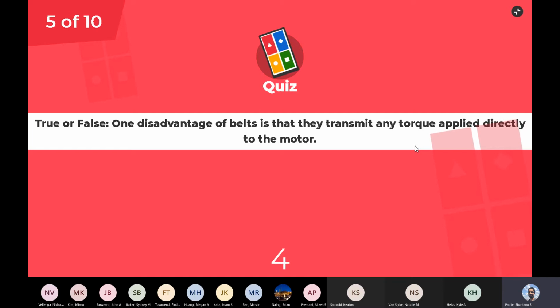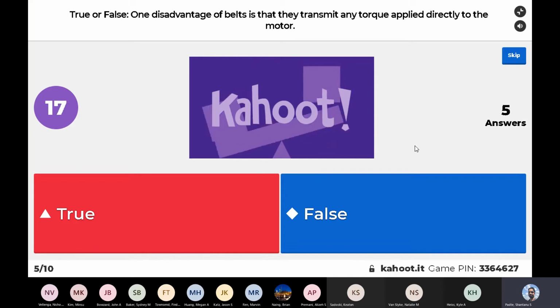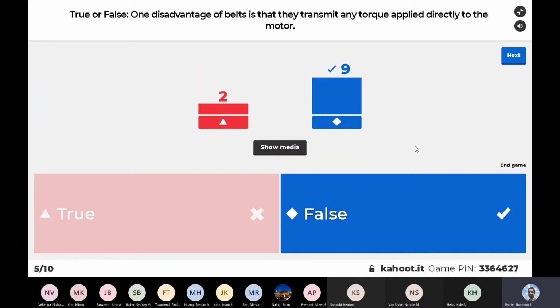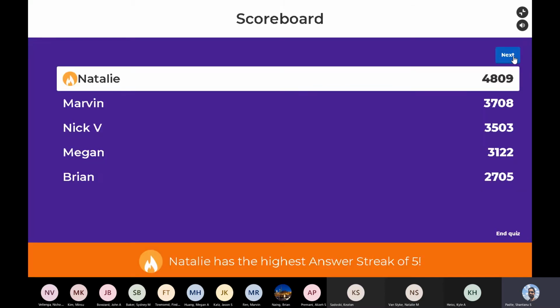True or false? One disadvantage of belts is that they transmit any torque applied directly to the motor. It is, in fact, false. Belts do not transmit any torque applied directly to the motor, which means if your weapon comes to an abrupt stop because it made contact with the opponent, your belt will slip, thereby protecting your motor. That's good. Next question.